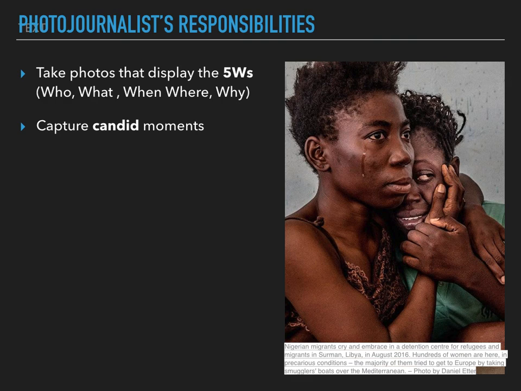Unlike stage photography, photojournalists need to capture candid moments, real moments, something that is not staged or thought about beforehand or arranged in any way. You're capturing moments as they happen, just as reporters go out and cover a story and write it as it happens. The same is true of the photojournalist. We need to capture real moments. Anything else is unethical.